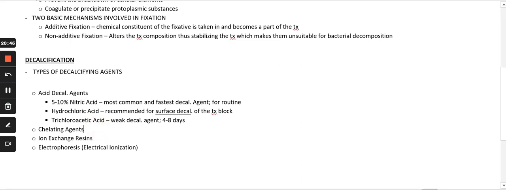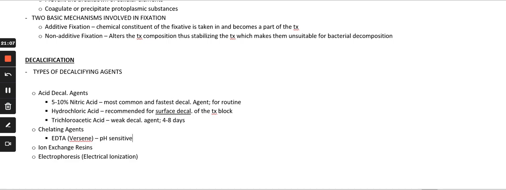Now another type of decal agent is your chelating agents. We have two kinds of chelating agents. We have EDTA. So I think you're familiar with this, katong inyuhang purple top. EDTA, or also known as Versene. Take note, guys, your EDTA is pH sensitive. When we say pH sensitive, it is dependent on whether or not the pH is optimum for it to work or not.